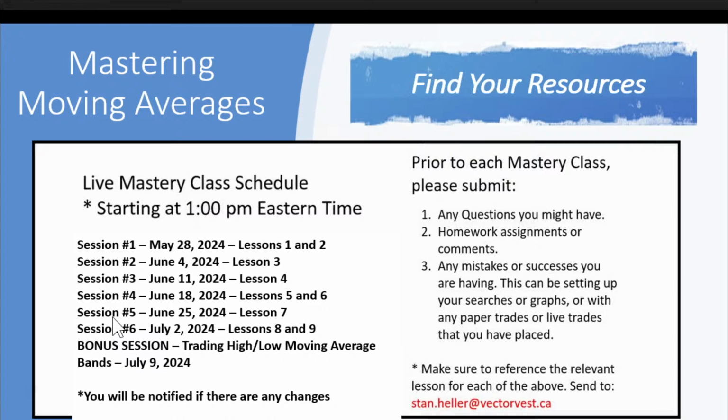Now think about it. We have 6 mastery sessions, but we have 10 lessons. That means that we had to bunch a few lessons together at times, which completely made sense because some of the lessons are a little shorter than others. So you can see the lessons that we will cover Tuesday, May 28th, just lessons 1 and 2. Session 2 will cover lesson 3. Session 3 will cover lesson 4, and so on. And those are the dates.